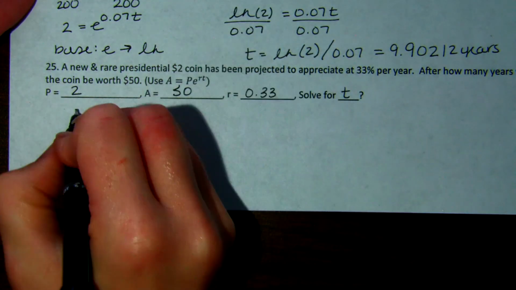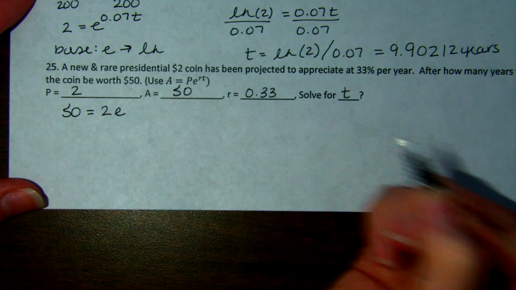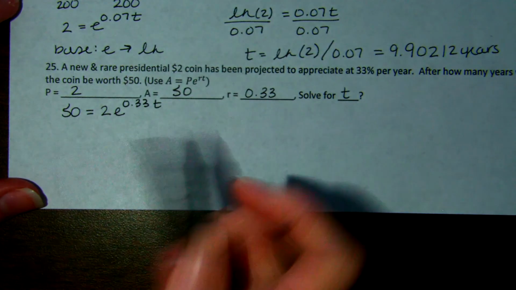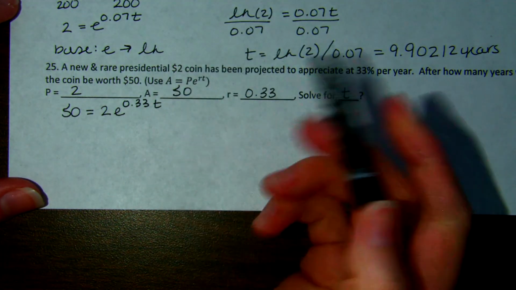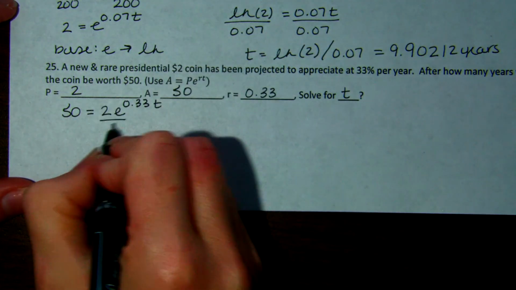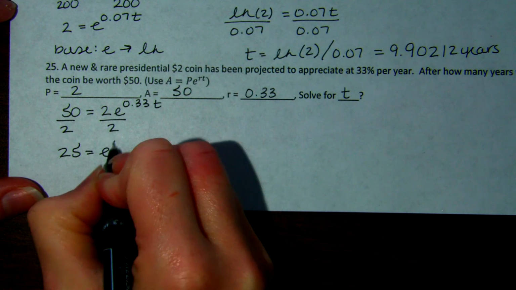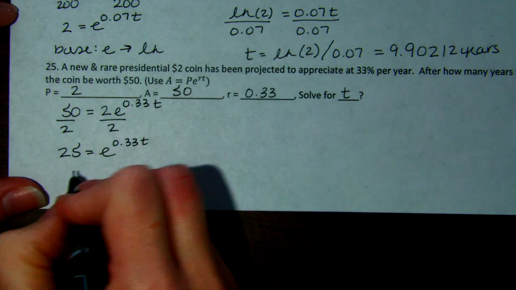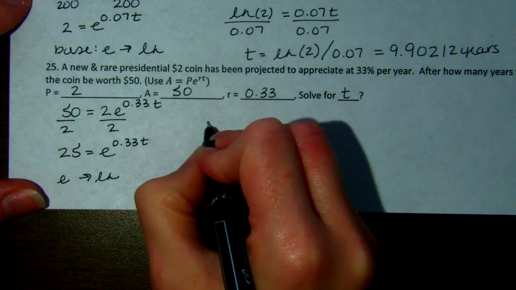And so, set that all up, right? It's 50 is equal to 2e to the 0.33t. And again, that looks just like the problem you did up here in 24. The numbers are different, but that's it. So I need to get the e alone. I divide both sides by 2. 25 is equal to e to the 0.33t. And because it's e, I use natural log.